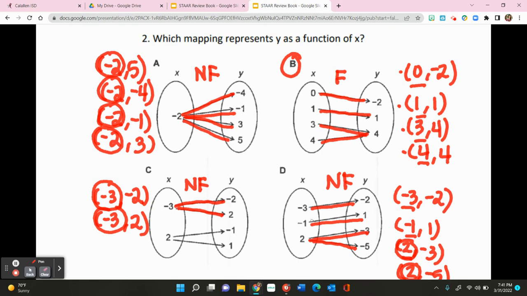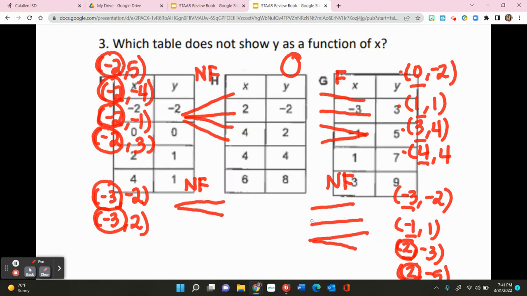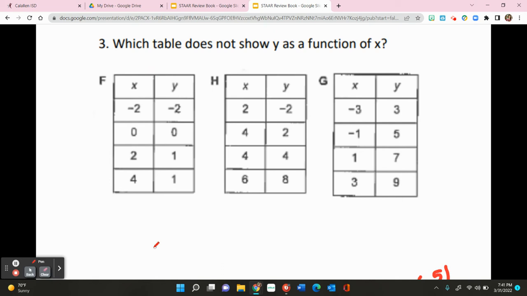So that was looking at mappings. Now we're going to go ahead and look at tables. So when you look at tables, remember, you are only concerned with looking at your x values. So for number 3, it says which table does not show y as a function of x. So we are looking for the one that is not a function.